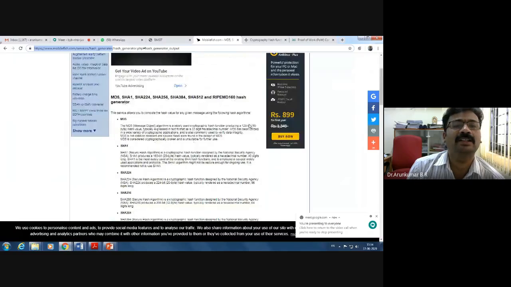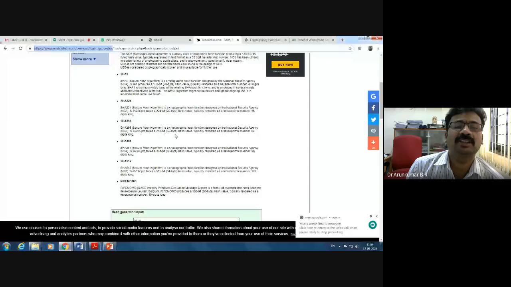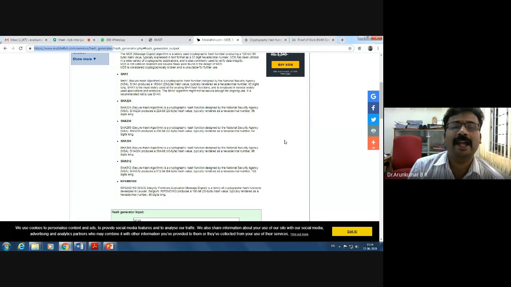See in this link, there is a brief description given with respect to MD5, SHA1, SHA224 and SHA256. Here the simple task is to use the SHA256 algorithm, which is a cryptographic hash function designed by the National Security Agency, NSA. SHA256 produces a 256-bit hash value, which is typically given as a hexadecimal number, 64 digits long.